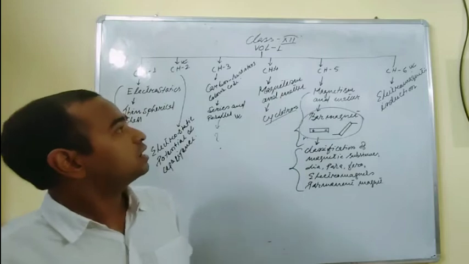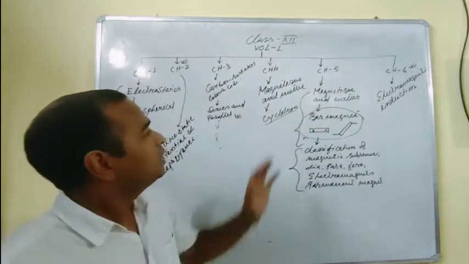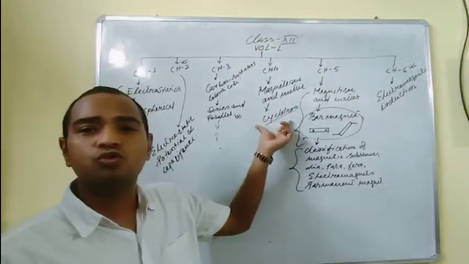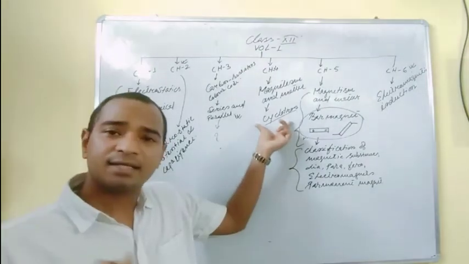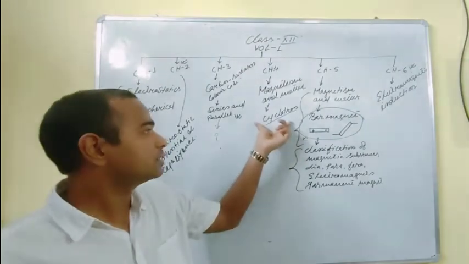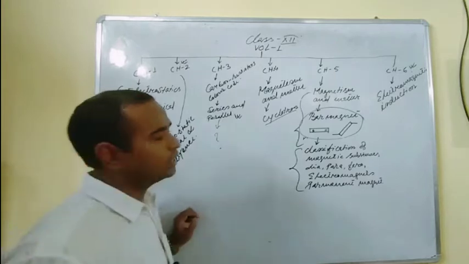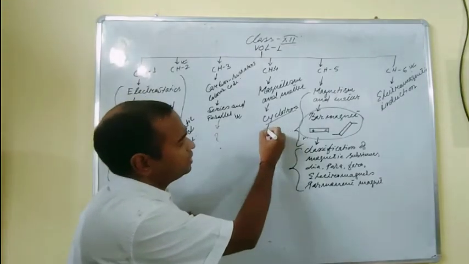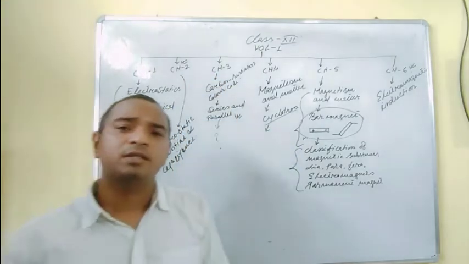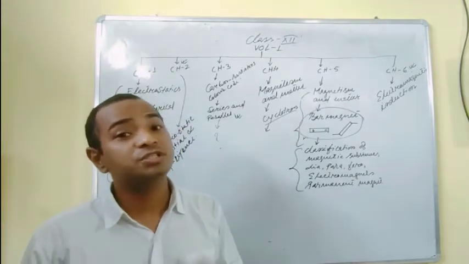Then look at chapter 4. From chapter 4, nothing has been deleted, only the cyclotron has been deleted. Cyclotron is an accelerator, where charged particles are accelerated. But here you see, in the cyclotron, the basic principle of Lorentz force is used.